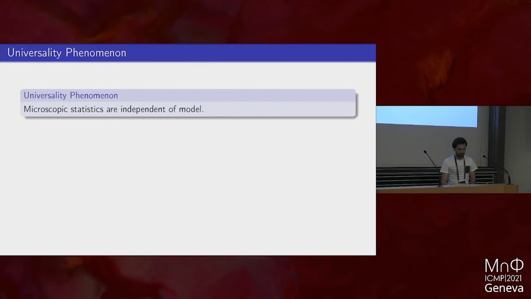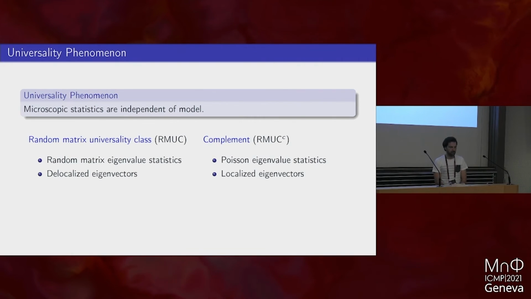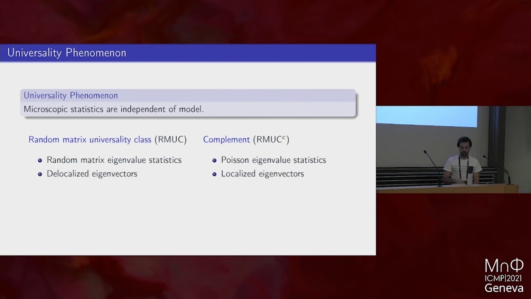And yes, I already mentioned it goes back to Wigner, who introduced it in the 1950s. Since then it has been refined to a somewhat more precise group of questions. Namely, one wants to distinguish which random matrix models belong to the random matrix universality class and which belong to the complement, which I abbreviate with RMUC or RMUC complement.